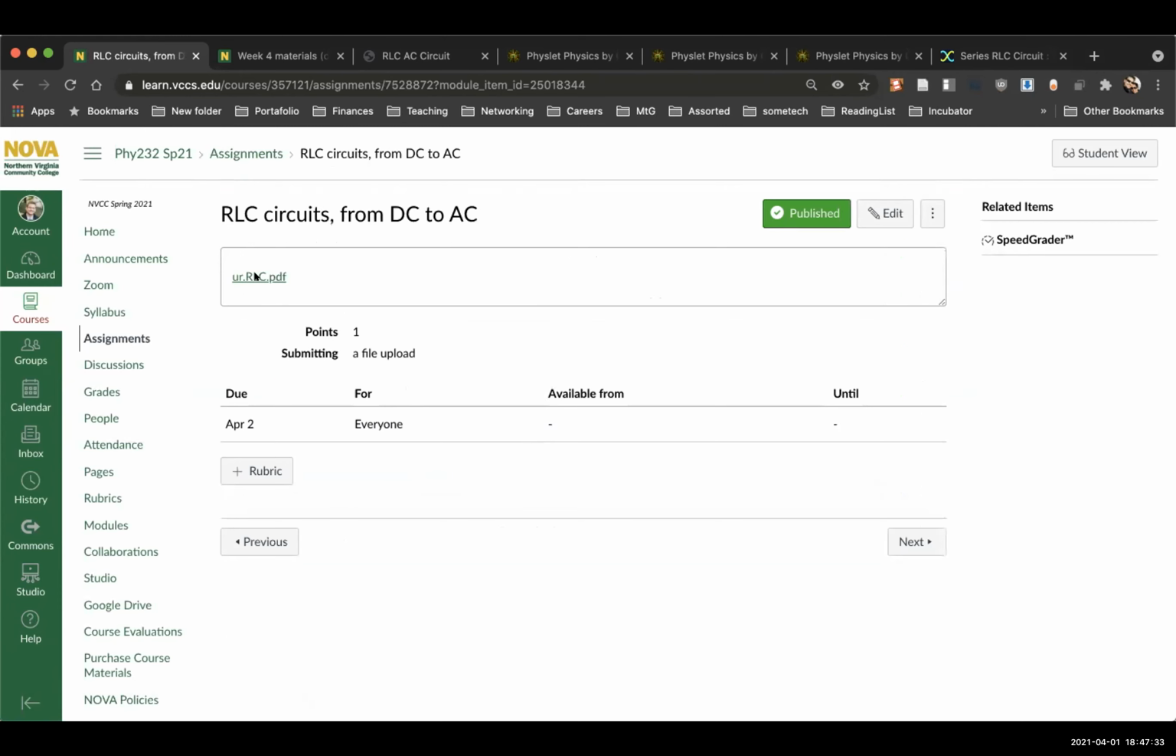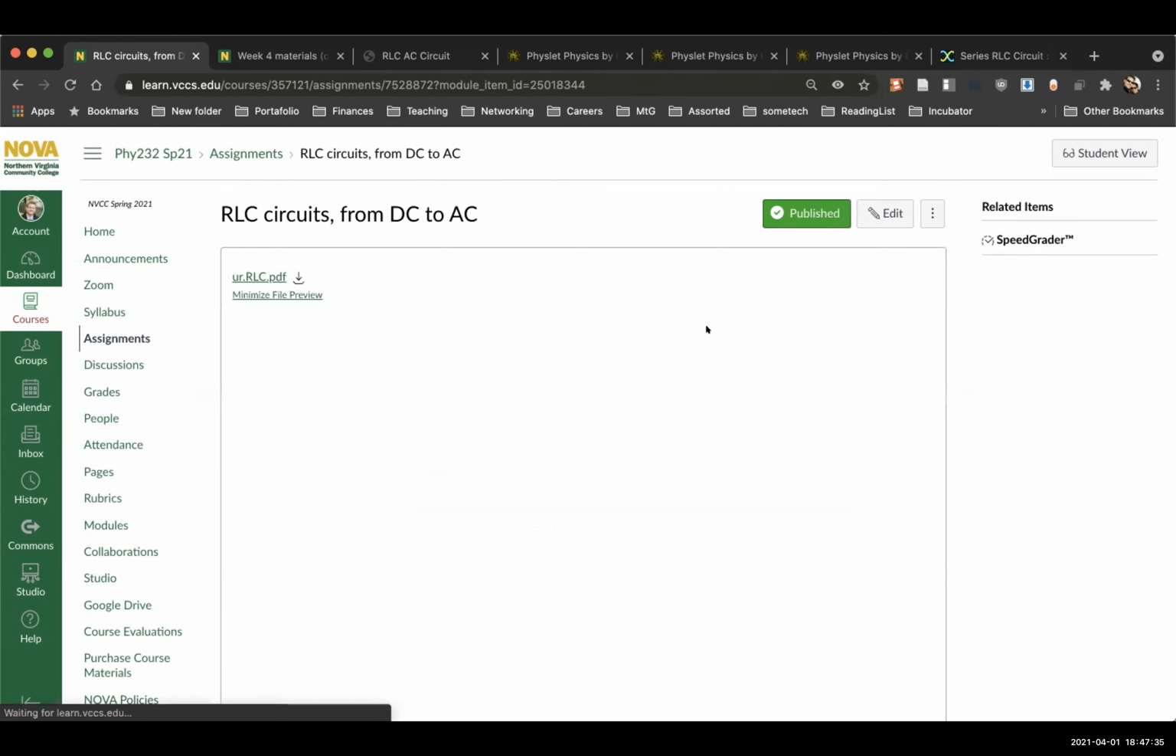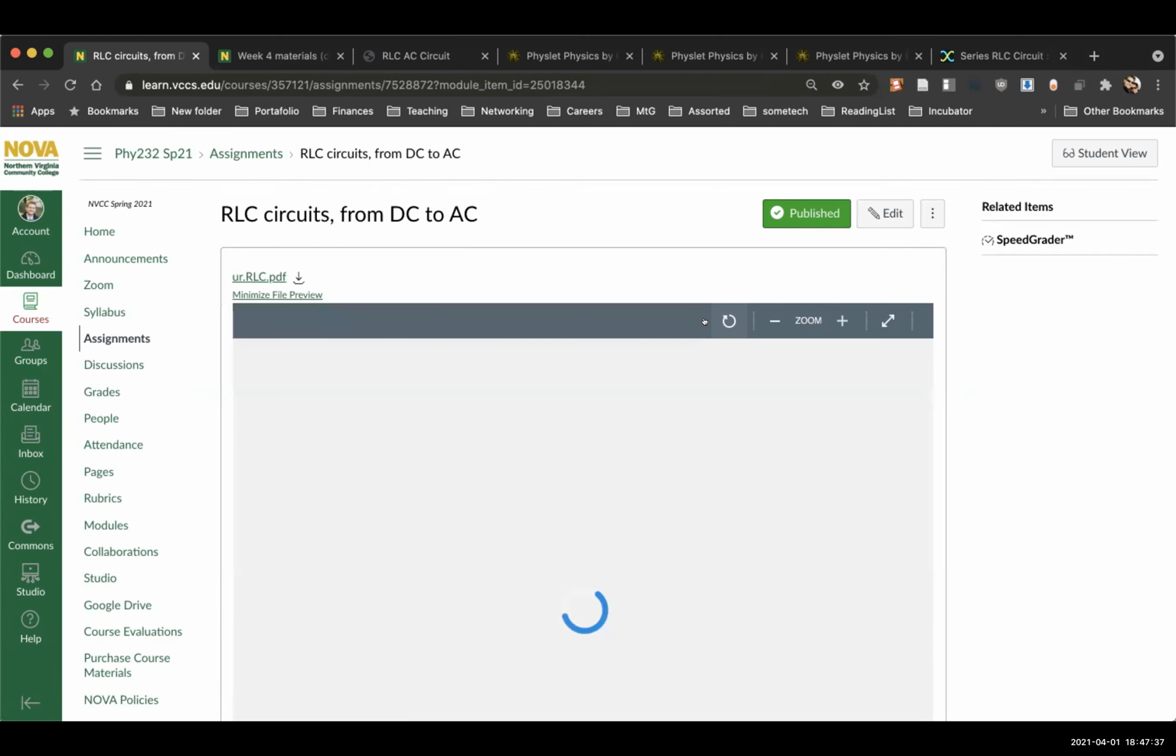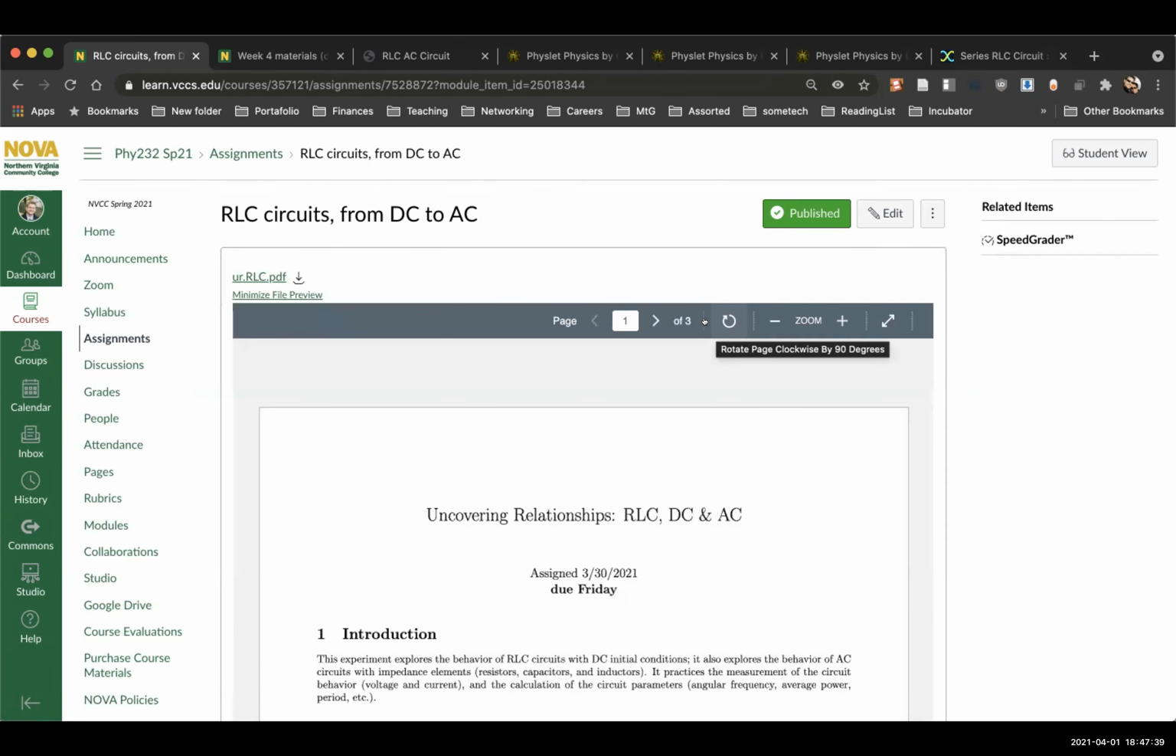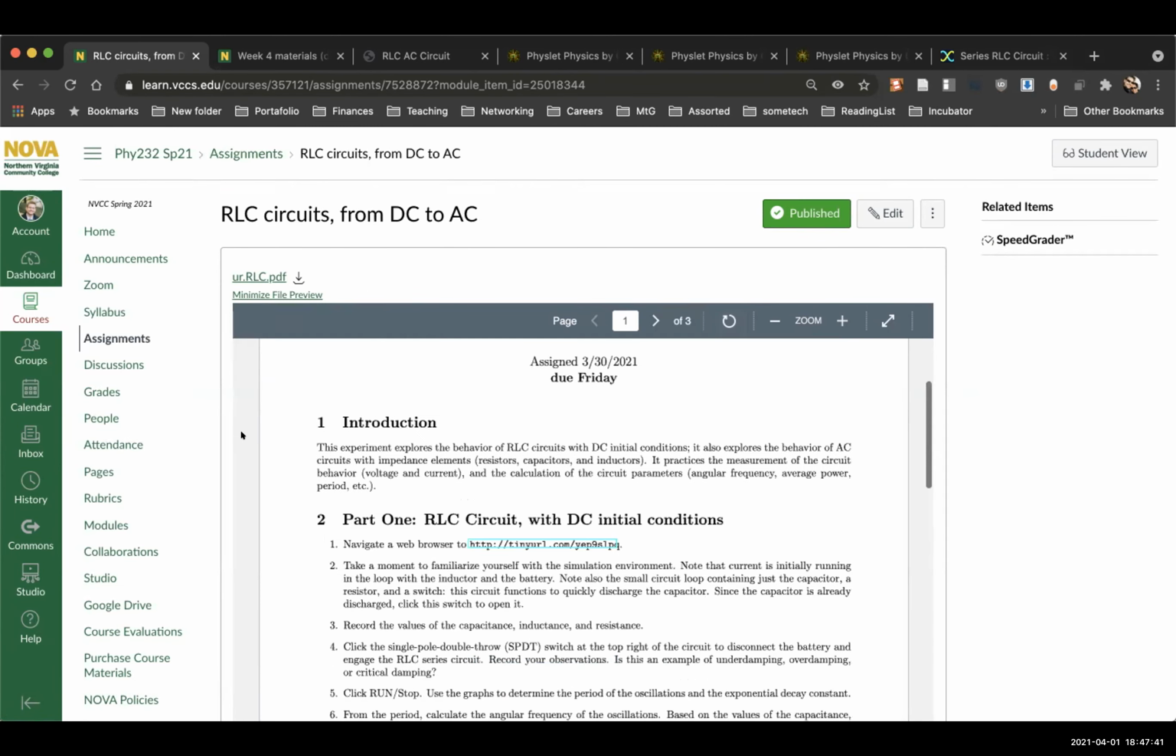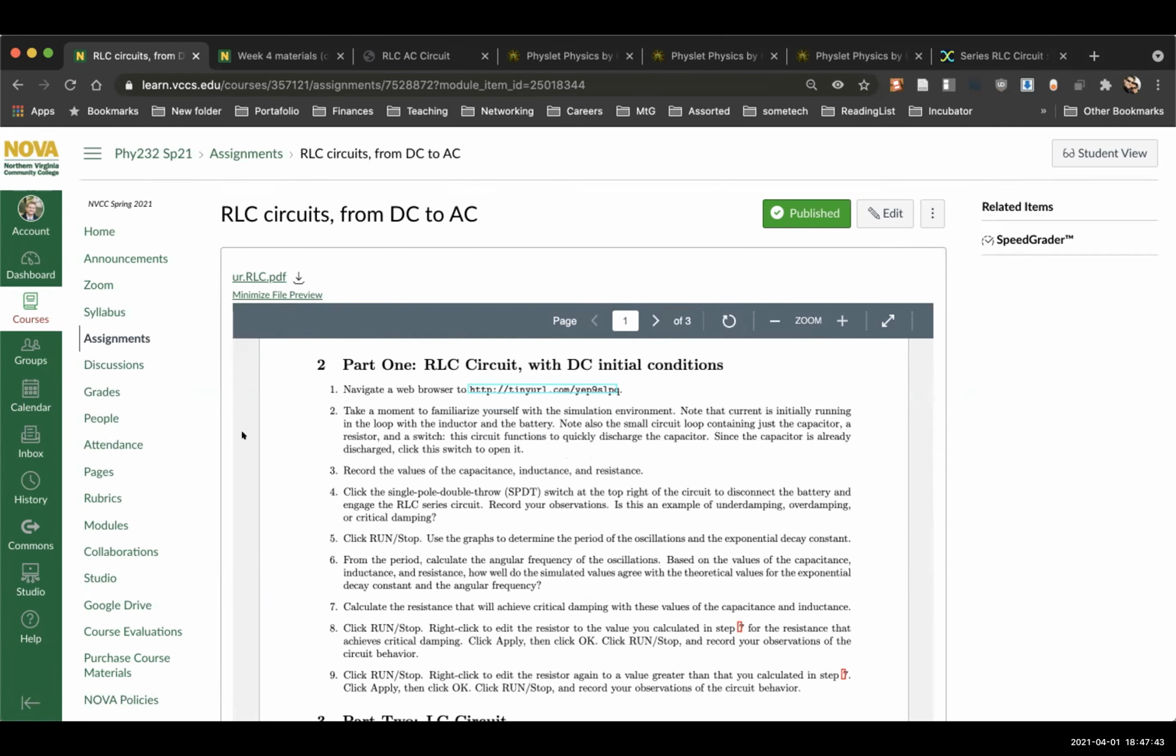This assignment, the RLC Uncovering Relationships competency assignment. Initially, we started with an RLC circuit that was sourceless. In other words, after we used a battery to set up the initial conditions, there was no source in the circuit to deal with.